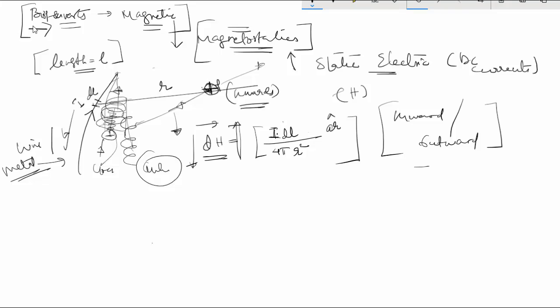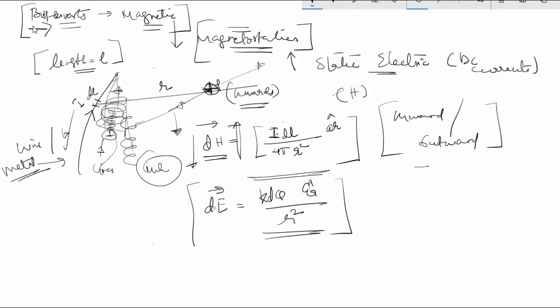So this is the definition of what is known as magnetic field intensity, and if you see it by analogy to the electric field intensity for a point charge, then the electric field intensity was given by k dq divided by R squared into a_R. So the magnetic field intensity is due to the current, while the electric field intensity is due to the charge.